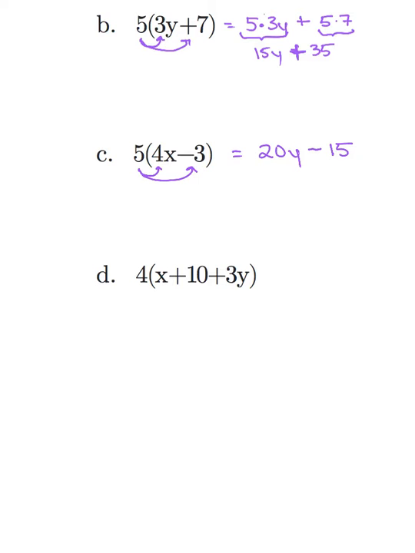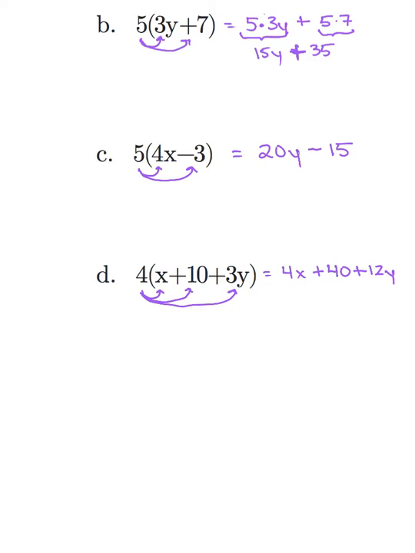For example D, this is one where we have more than 2 terms inside the parentheses. But again, remember, it's just the same thing. We just want to multiply everything inside the parentheses by 4. So if we do this, we get 4 times x is 4x. 4 times 10 is plus 40. And 4 times 3y is equal to plus 12y. And we're done at that step.